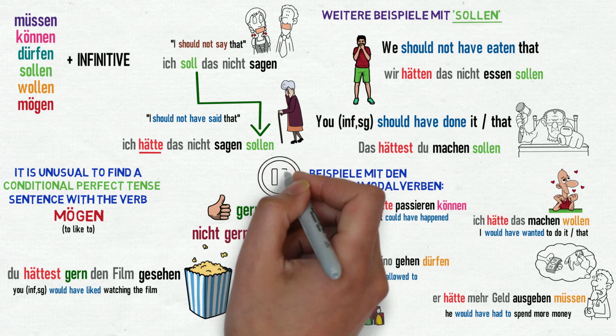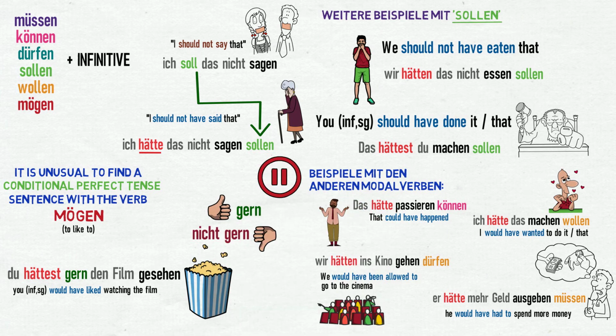It's a good idea to pause the video now to recap how we don't have a past participle in a conditional perfect tense sentence when there's a modal verb. This is because modal verbs almost always come with an infinitive.